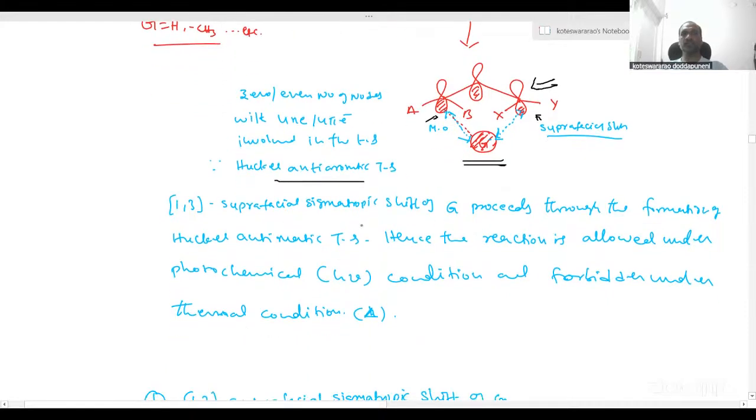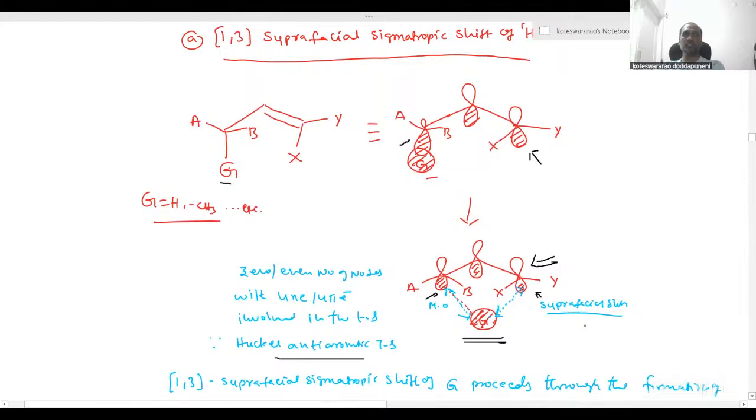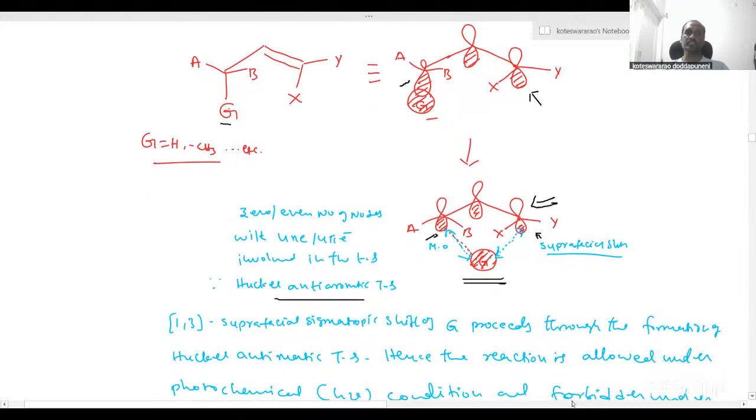The 1,3 suprafacial shift of a group or atom proceeds through the formation of a Huckel anti-aromatic transition state. Hence, the reaction is allowed under photochemical conditions and forbidden under thermal conditions. This is the 1,3 suprafacial sigmatropic shift of hydrogen. It is allowed under photochemical conditions and forbidden under thermal conditions.